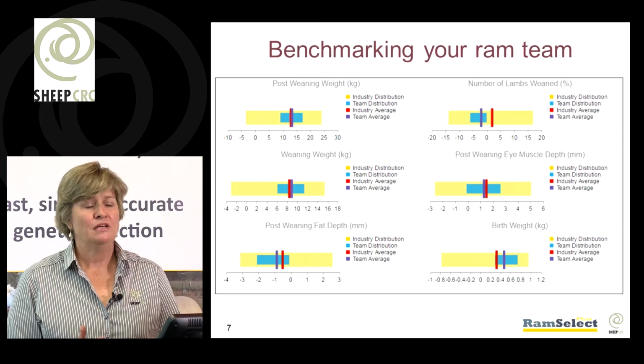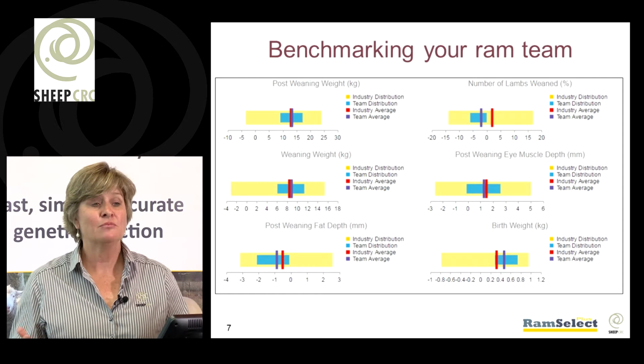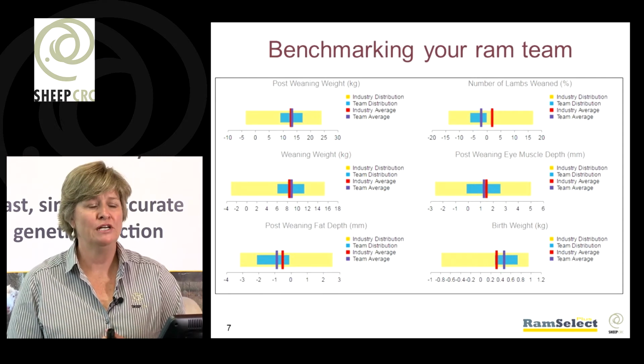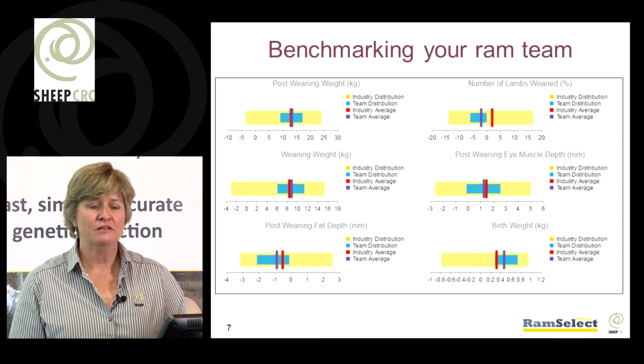So this information is really important if we know the direction we want to take our enterprise. So let's say we want to improve our weaning weight or our post-weaning weight, we need to look for RAMs in the future that are much better than industry average.